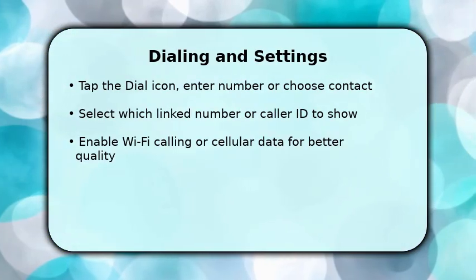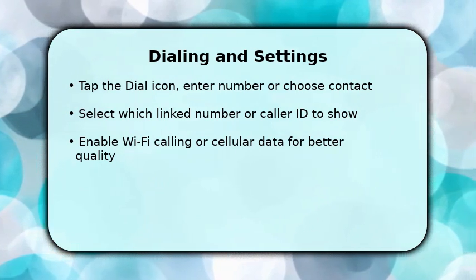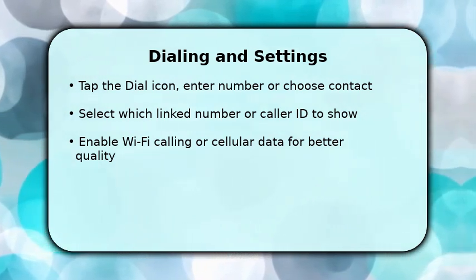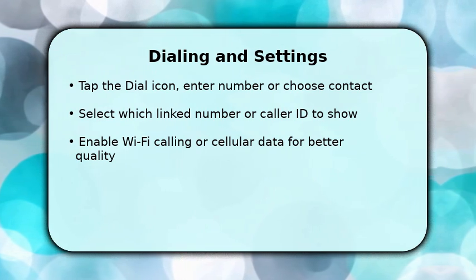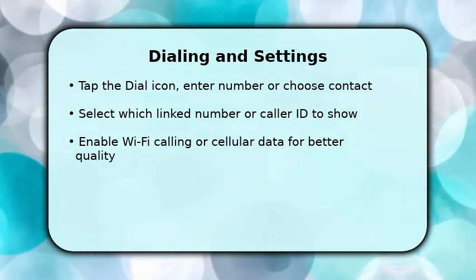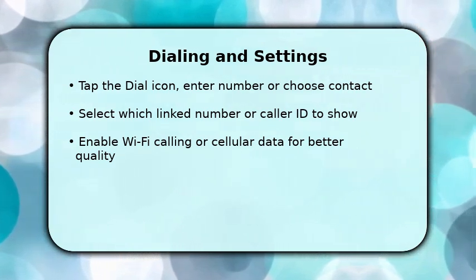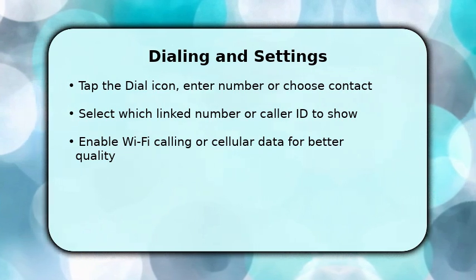Now you place the call. Tap the dial pad, type a number, or pick a contact. Speed dial saves time. Before calling, check the caller ID setting so the right Google Voice number displays. This prevents confusion for recipients. If you're on a weak signal, switch to Wi-Fi calling or ensure mobile data is active for clearer audio.